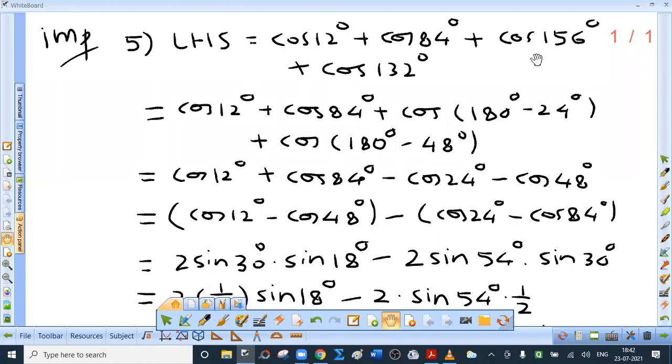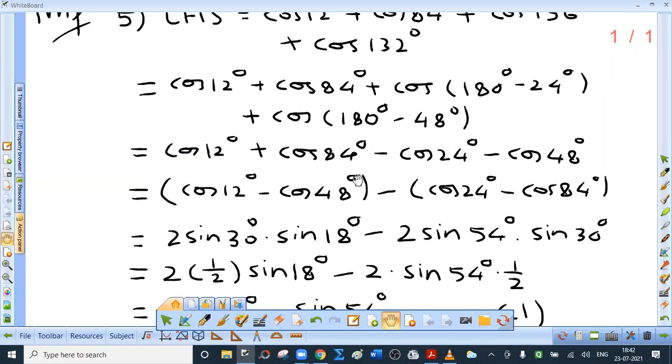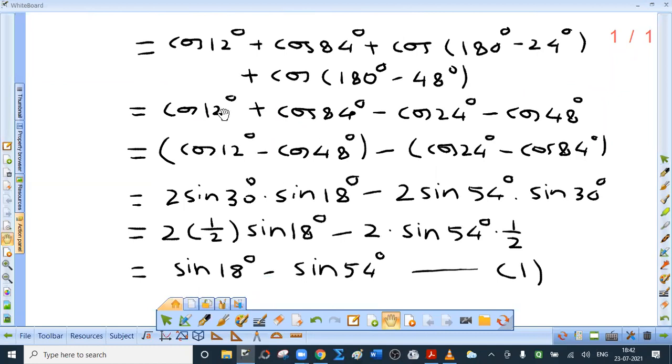Fifth one, prove that. Now I will not say degree, but it is degree only. Prove that cos 12 plus cos 84 plus cos 156 plus cos 132 is minus half. Now I write 156 as 180 minus 24 and 132 as 180 minus 48. Cos of 180 minus theta is minus cos theta. Now I rearrange the terms: cos 12 degree minus cos 48 degree minus cos 24 degree minus cos 84 degree.